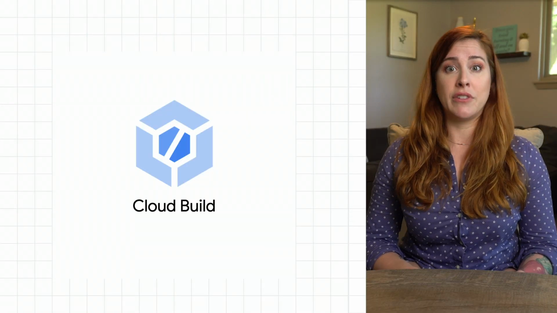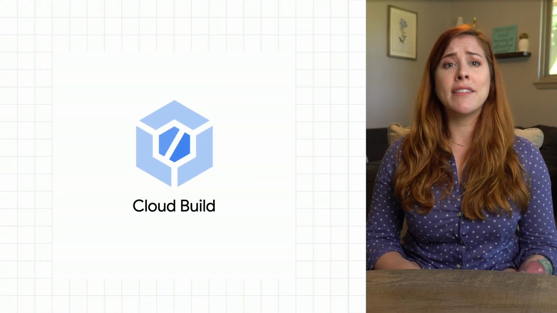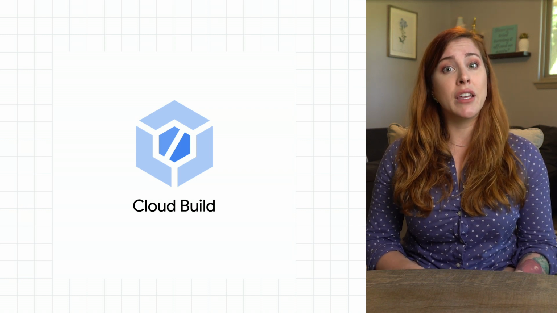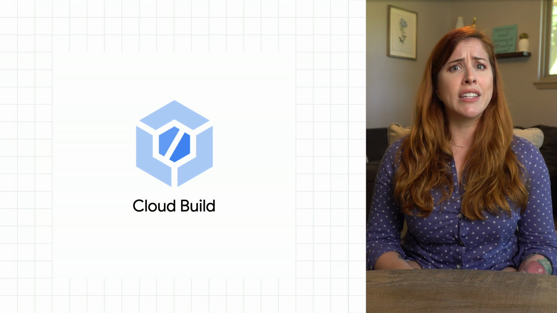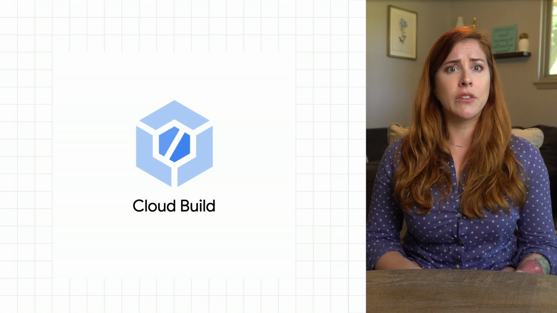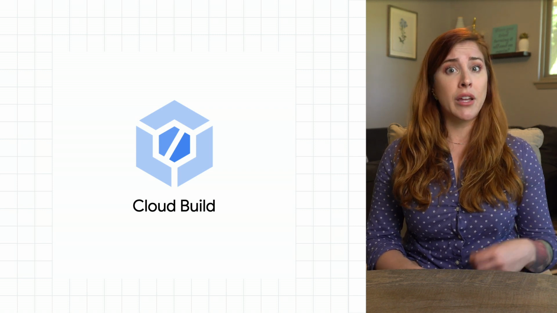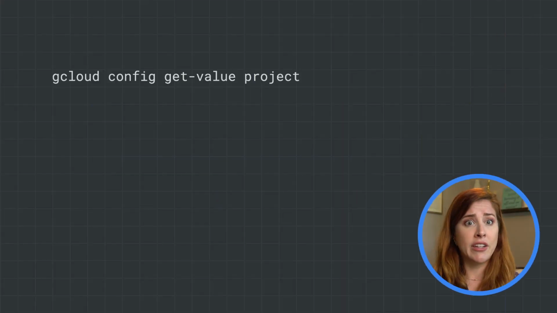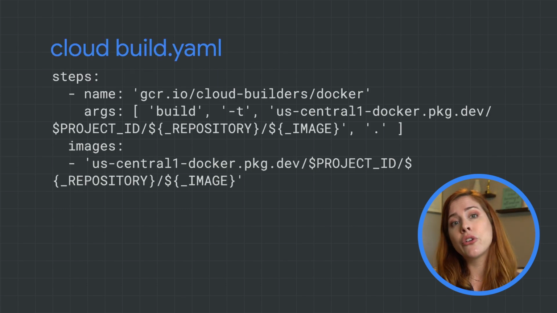I'm using Cloud Build to build this project, but keep in mind that you don't have to. Using Cloud Build allows you to automatically push the image to Artifact Registry, which I like because it streamlines the deploy process. These next couple steps are for building with Cloud Build. If you don't already know your Cloud Project ID, you can get it by running this command. Now, create a file called cloudbuild.yaml.